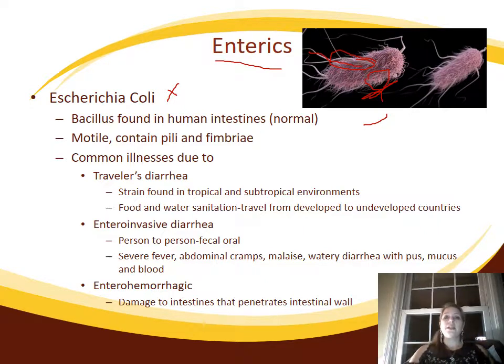Enteroinvasive diarrhea is going to be person-to-person fecal-oral route, causes severe fever, abdominal cramps, malaise, watery diarrhea with pus, mucus, and blood. And then the hemorrhagic penetrates the intestinal wall, leading to more blood.